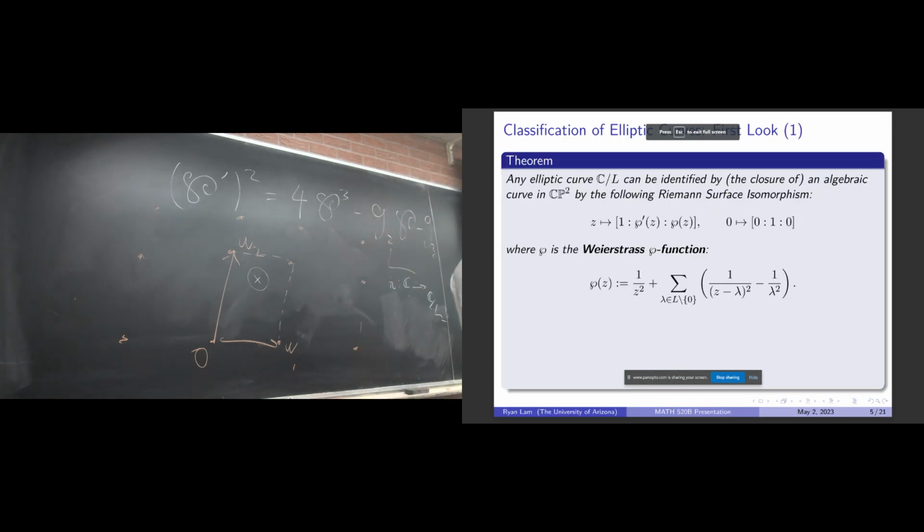Anyway, the theorem we showed is that any complex torus C mod L, using the Abel-Jacobi business, actually embeds into CP2 by considering the Weierstrass rho function, which is defined here.